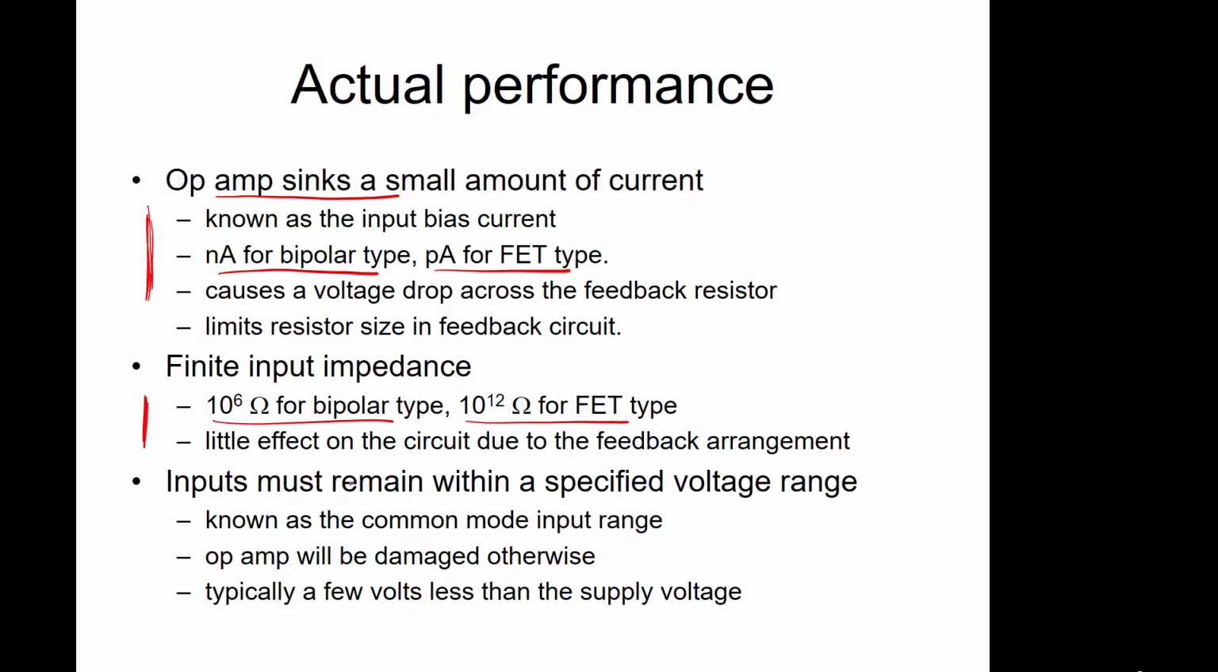The inputs must remain within a specified voltage range. This is known as the common mode voltage range. So if you imagine it in practice, if you put a very high voltage on an op amp, if you put kilovolts on an op amp, you are going to blow it up. So there must be a limit to how much voltage you can put into these things. And typically the voltage is a little bit less than the supply voltage of the op amp. So if you're supplying that op amp with plus or minus 12 volts, then typically you want your input voltage a few volts less than that. So you are limited by what input voltage you can put into these things.